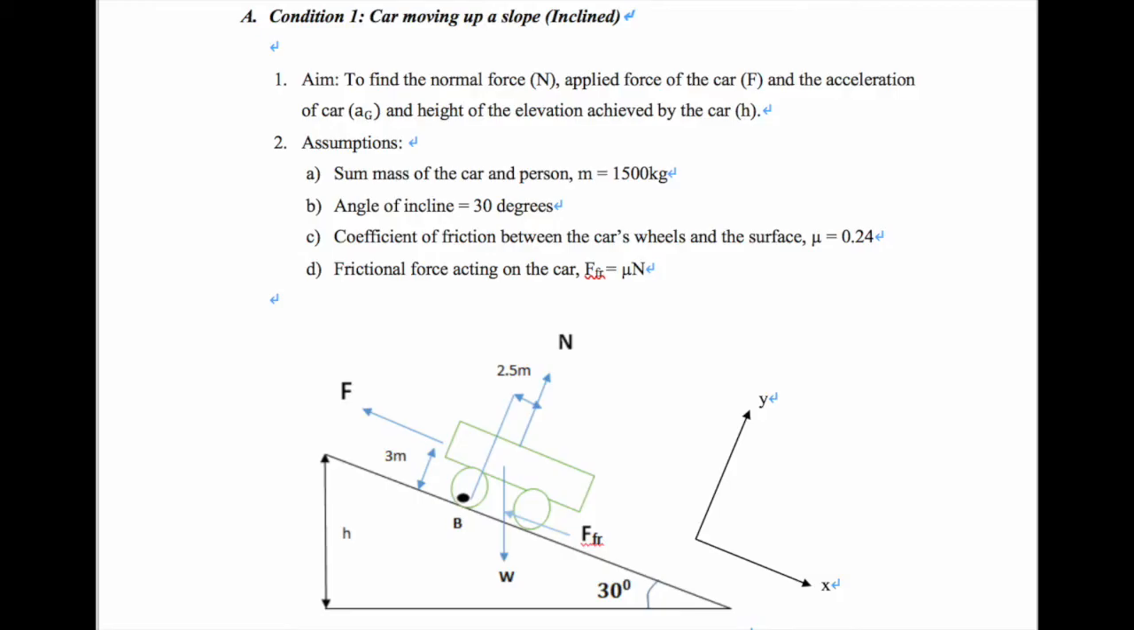Hello everyone. So today we will talk about the planar kinetics of a rigid body. Before the video starts, I will let you know about the conditions we use. The first condition will be a car moving up a slope which is 30 degrees, and we're going to calculate its acceleration, which is a_G, the normal force and the height.